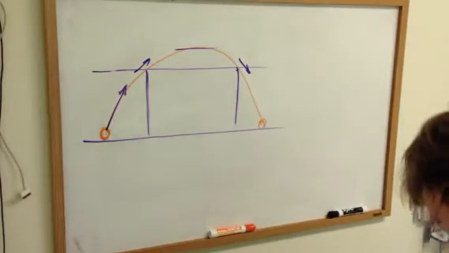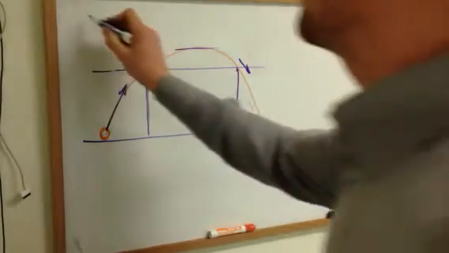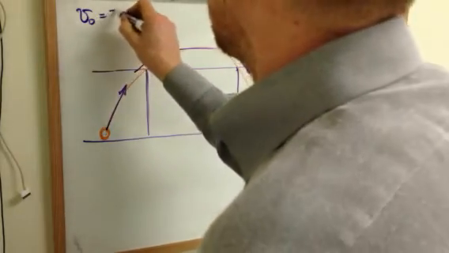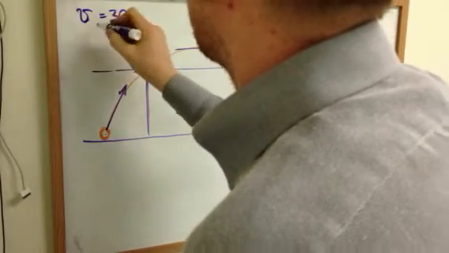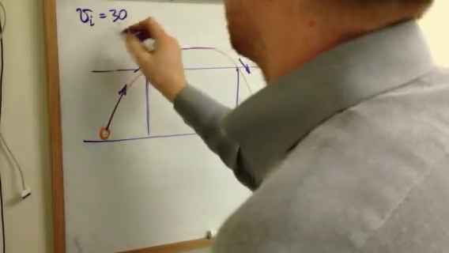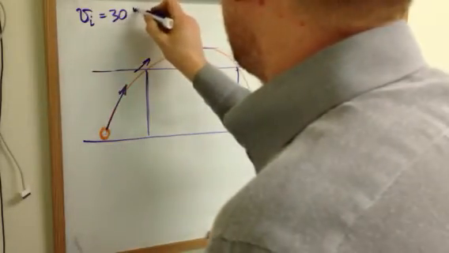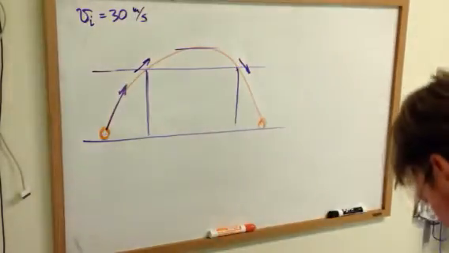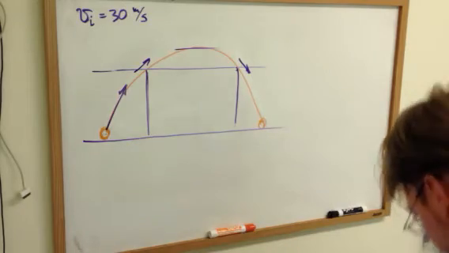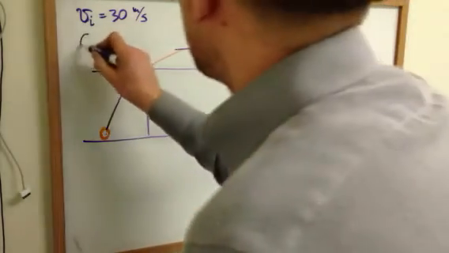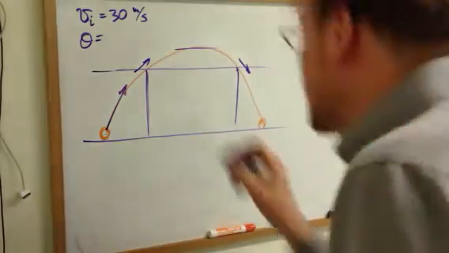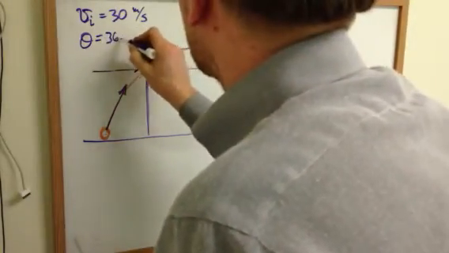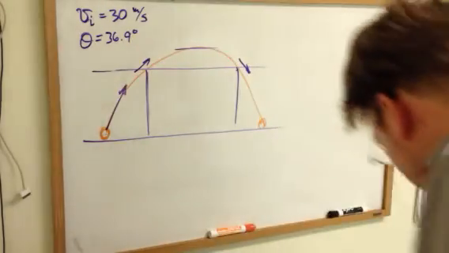So I will just read it. It says a hitter's baseball leaves the bat. My initial velocity, I'll write initial with an i, I think the book likes to use not, is 30 meters a second, so that's about 35 yards a second. The angle for me is equal to 36.9 degrees above the horizontal.